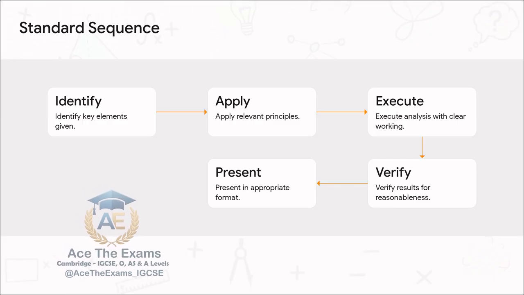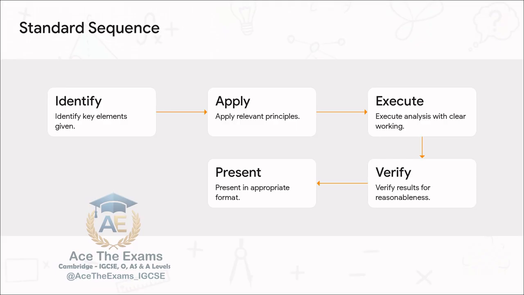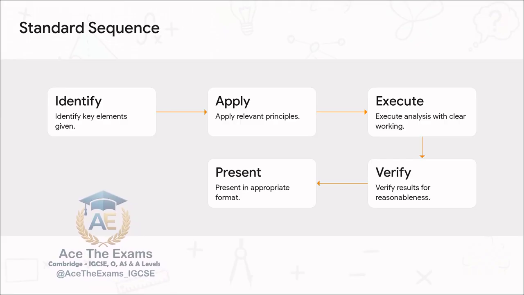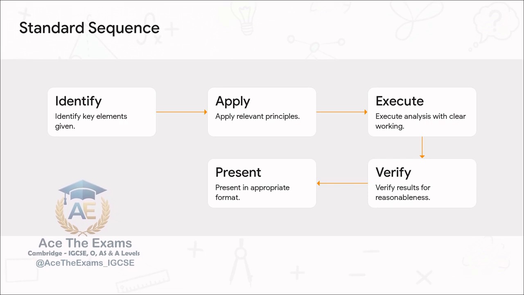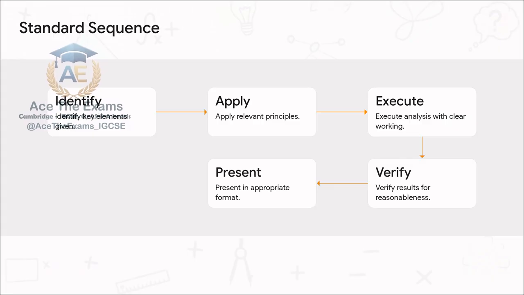Step 2. Apply relevant principles. If you have displacement and you need velocity, you must state your principle. Differentiating displacement with respect to time gives velocity. Step 3. Execute analysis with clear working. Actually show the calculus. Don't skip steps in your head.